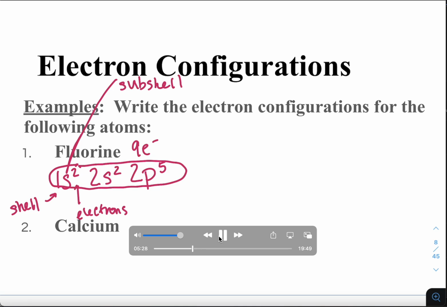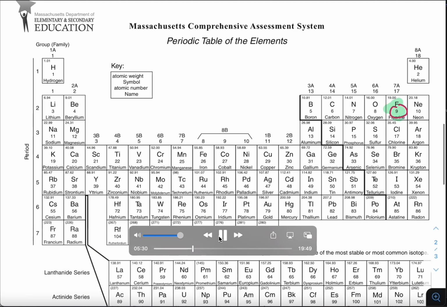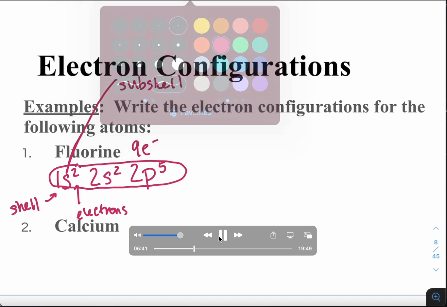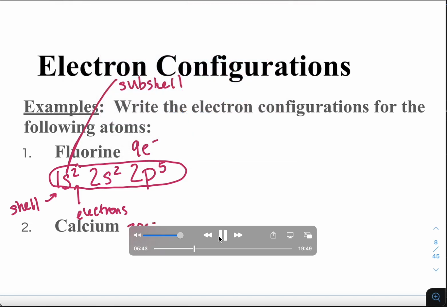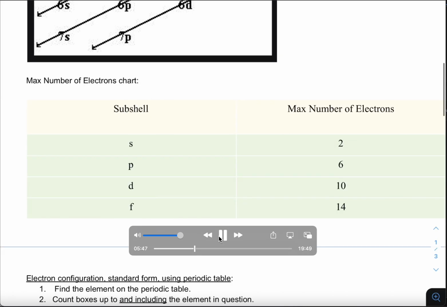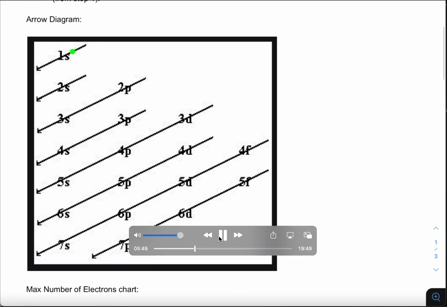Now let's do calcium. Calcium has 20 electrons, and we're going to do the exact same thing. And you can see this starts to be pretty repetitive. We're going to start at 1s again, because you always start at the very beginning.